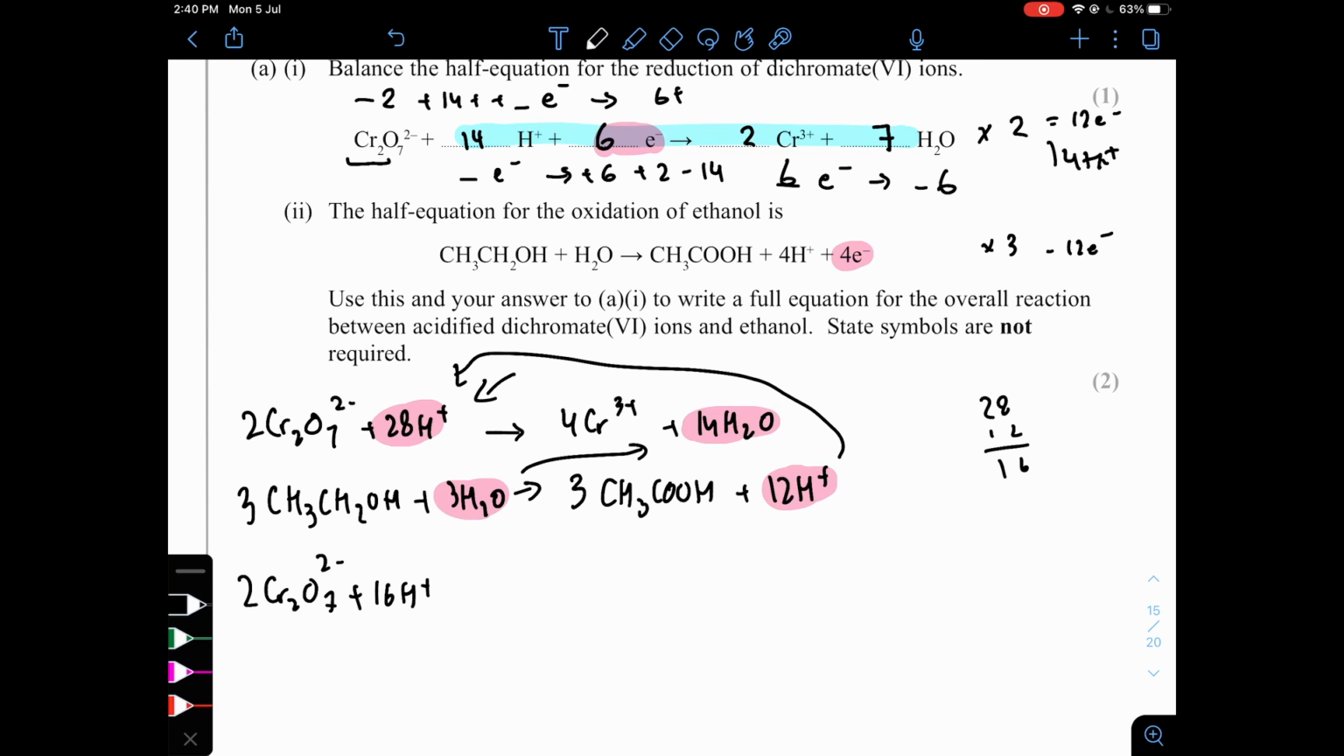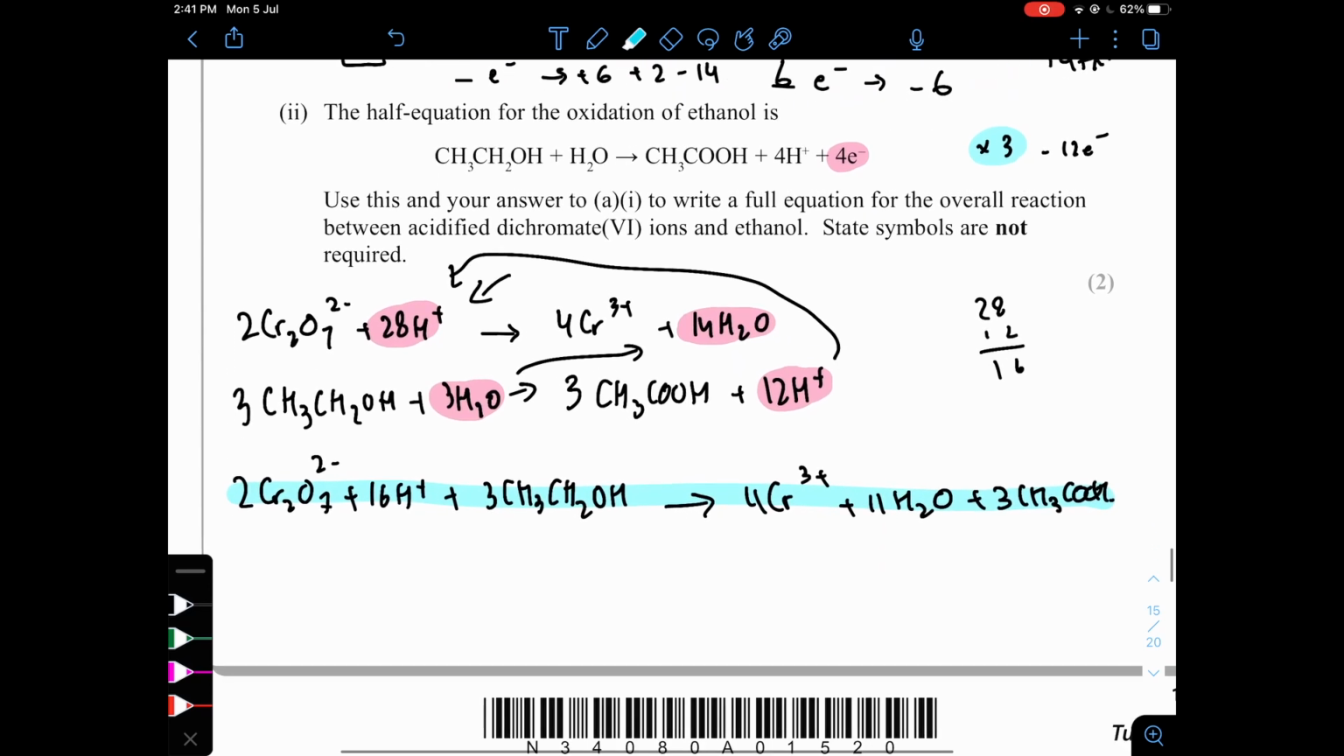So obviously, we add plus 3CH3CH2OH goes to 4Cr3+. That's unchanged. Plus our 11H2O plus our 3CH3COOH. So that's our equation. You get 1 mark for doing this ratio calculation, and 1 mark for the overall equation. Okay.